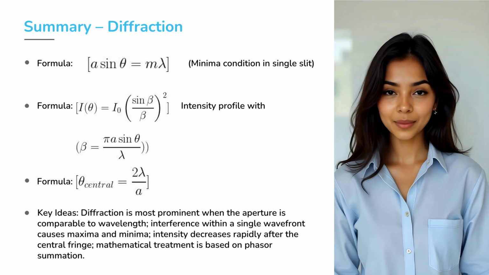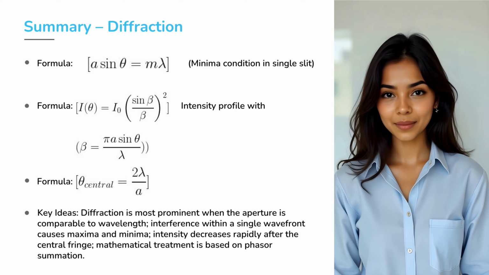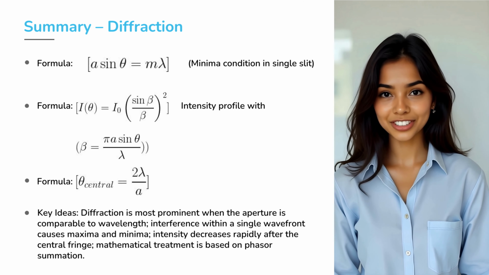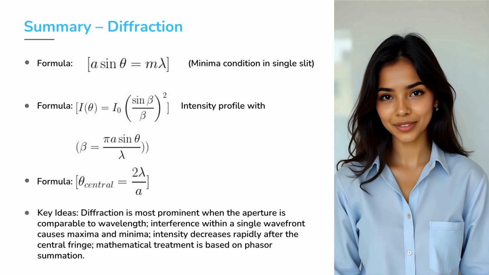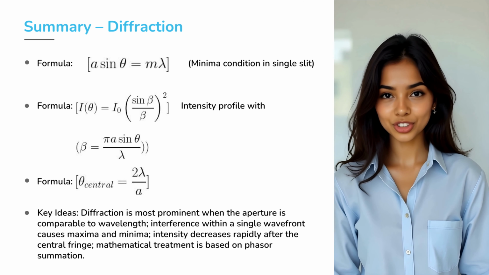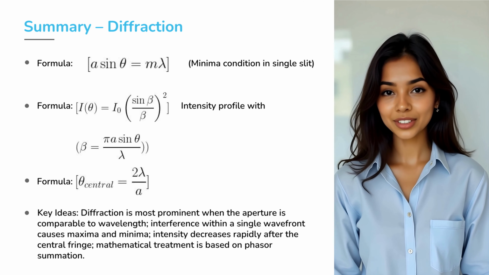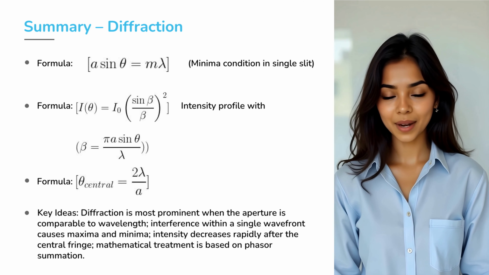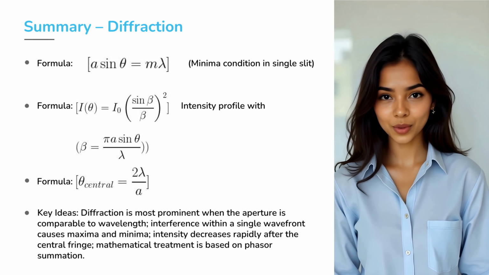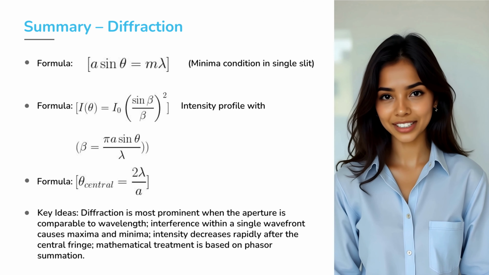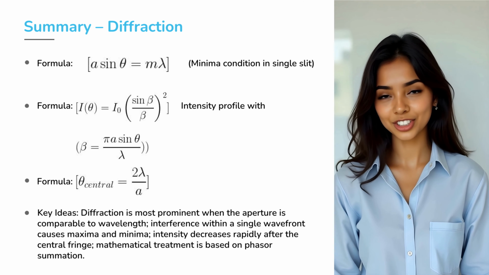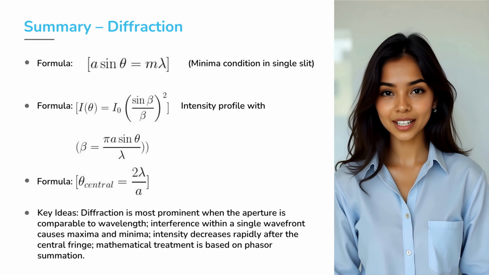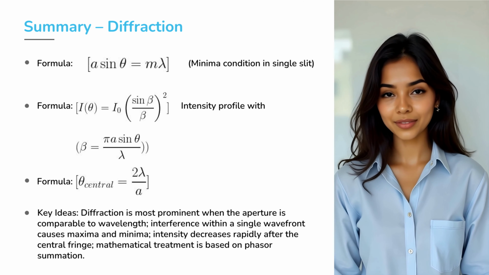To wrap up, remember these key points. The condition for minima in a single slit diffraction pattern is slit width times sine theta equals m times lambda, where m is an integer. The intensity distribution follows the formula I of theta equals I0 times (sine beta over beta) squared, with beta being pi times slit width times sine theta divided by wavelength. The angular width of the central maximum is approximately 2 times lambda over a. Diffraction effects become most noticeable when the size of the aperture is on the order of the wavelength.